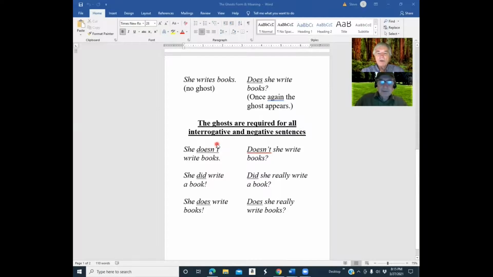So then here you'll see that the ghosts are required for all questions, all interrogative and negative sentences. She doesn't write books. I'll let you read the right column. She doesn't write books. And then you would say, I would follow along, doesn't she write books? Oh, well, I could answer him by saying, yes, she certainly does write books, but now I'm bringing out the ghost for an exclamation. She did write a book. In the past, we have to do it this way. This is the exclamation. She did write a book.